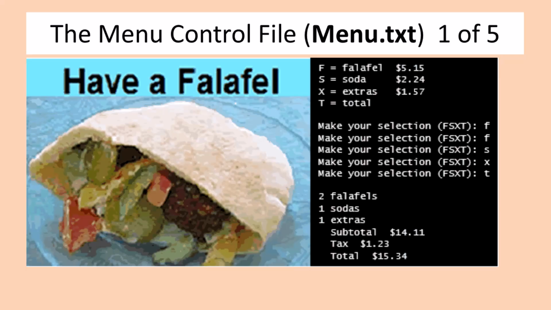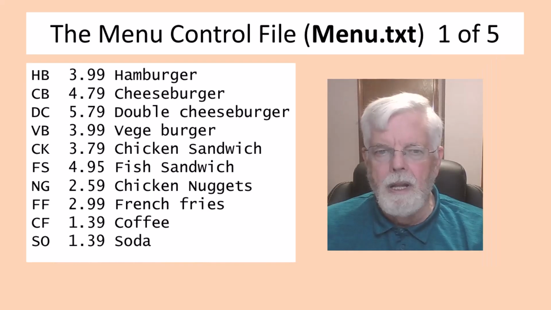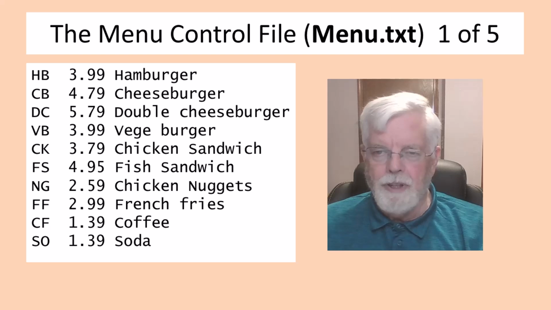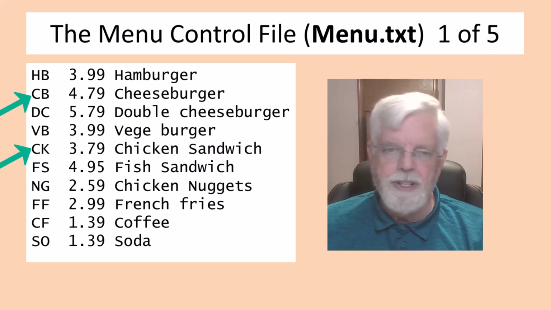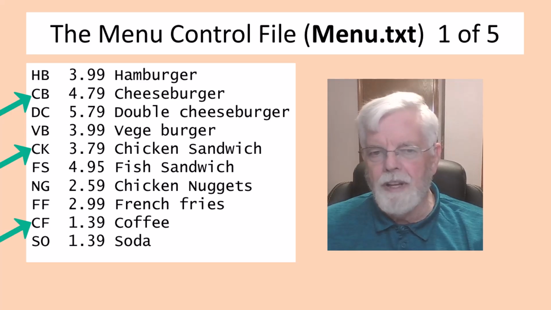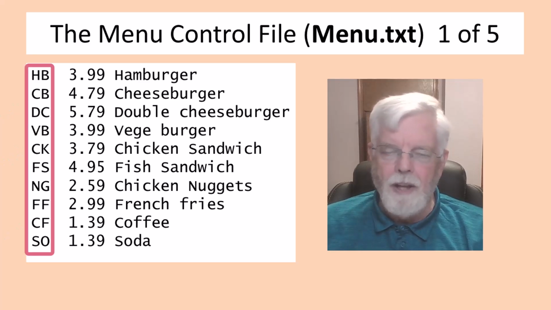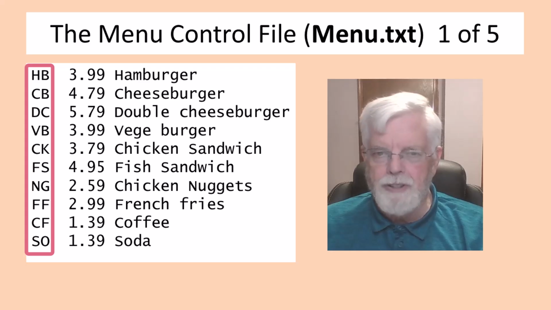The original falafel project started out with only 3 items: falafel, soda, and extra, and only needed a single character input to make that selection. I wanted more items for the new program, but discovered that using a single character such as C wouldn't do for selecting cheeseburger, chicken sandwich, or coffee. So I decided on using 2 characters for the selection.